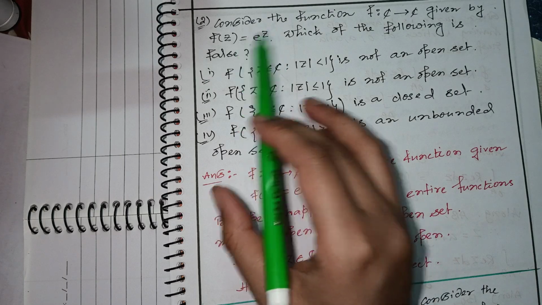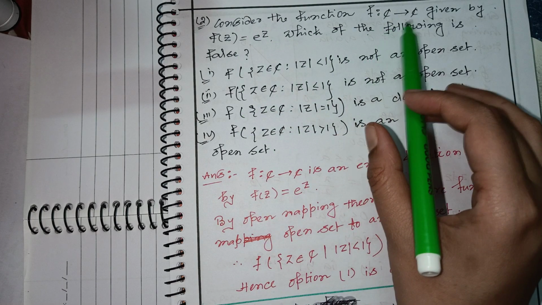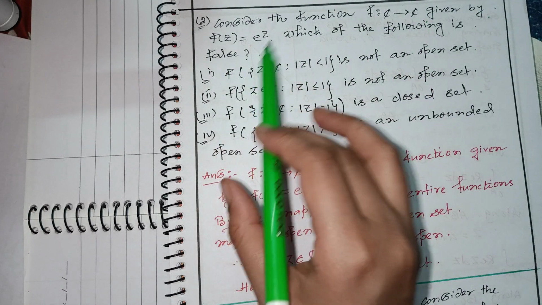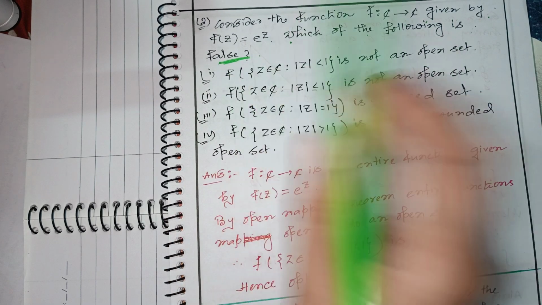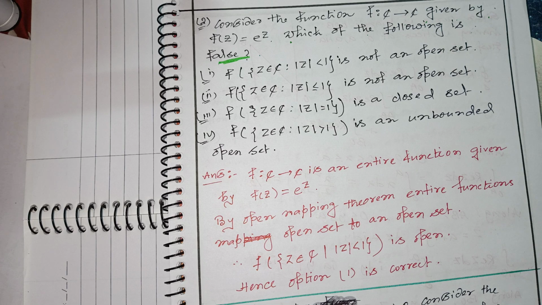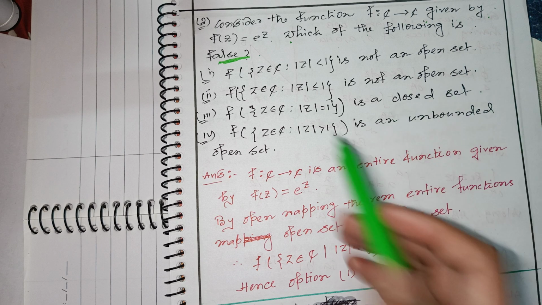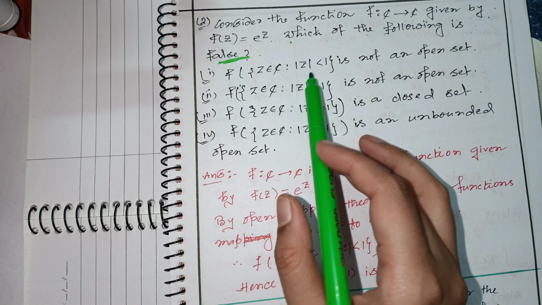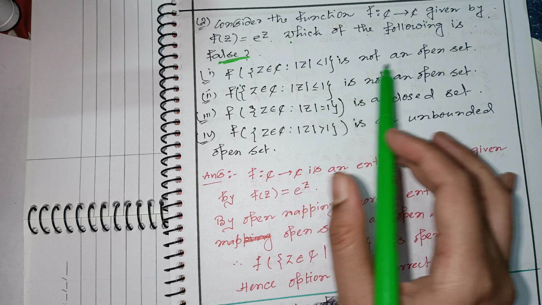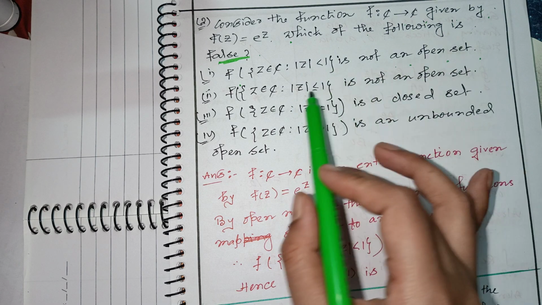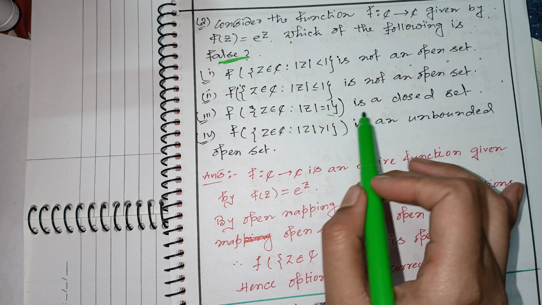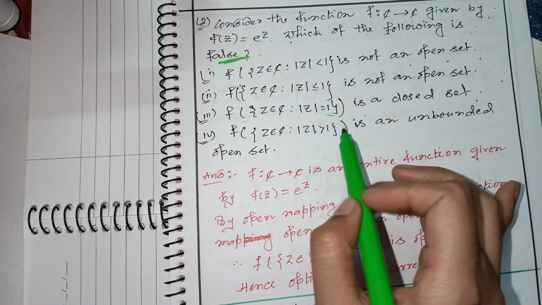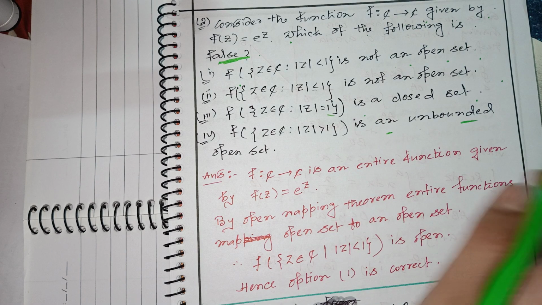Second question, consider the function f from C to C given by f(z) equals e to the power z. Which of the following is false? Mod z less than or equal to 1 is not an open set. Mod z equal to 1 is a closed set. Mod z greater than 1 is an unbounded open set.